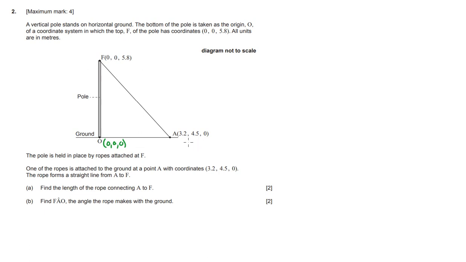So this is where our 3D distance formula is going to come in handy, which is distance equals the square root of x2 minus x1 squared plus y2 minus y1 squared plus z2 minus z1 squared. It doesn't matter if it's x2 minus x1 or x1 minus x2 because you're going to end up squaring it, so the sign is not going to matter anyway.